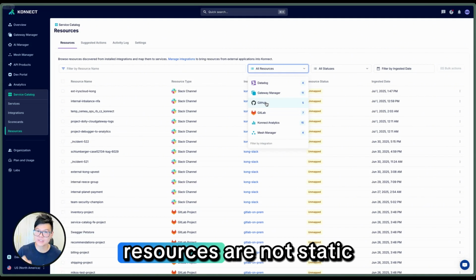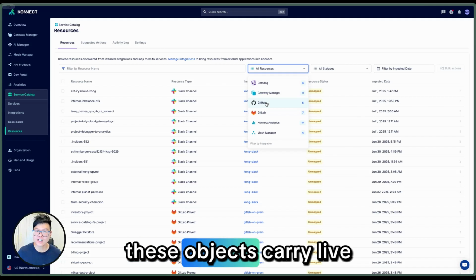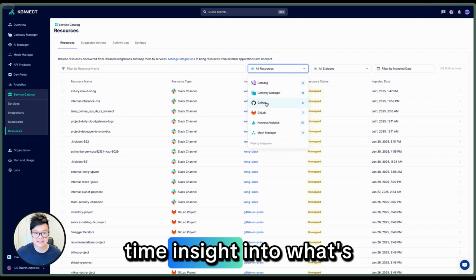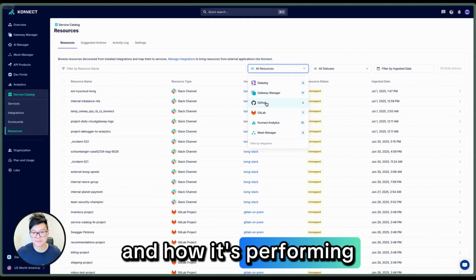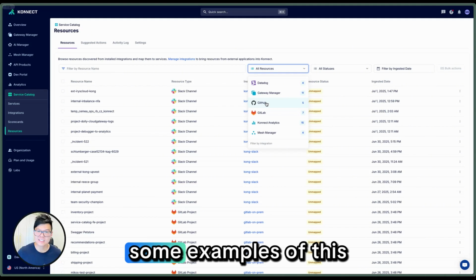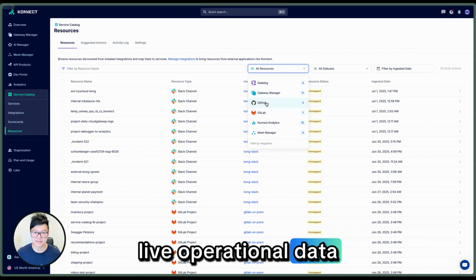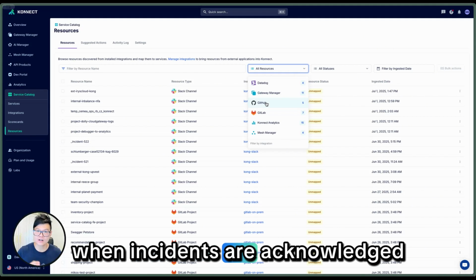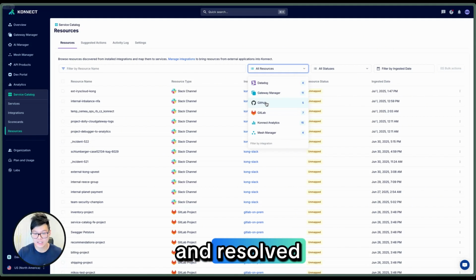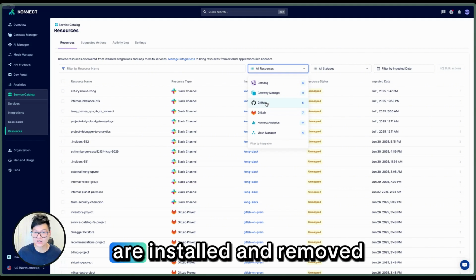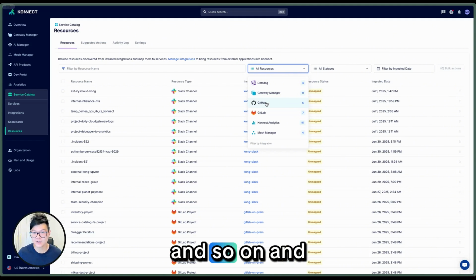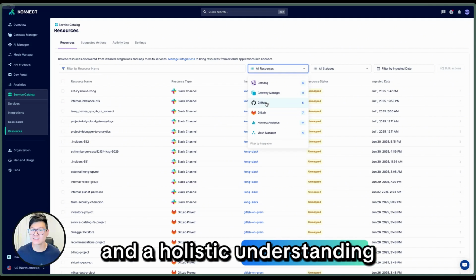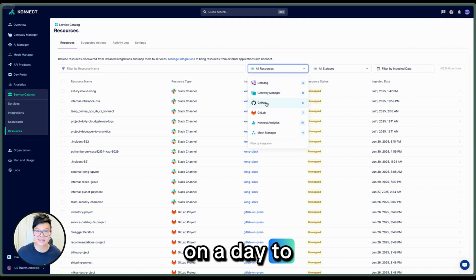And note that these resources are not static. These objects carry live operational data that gives you real-time insight into what's running and how it's performing. More concretely, some examples of this live operational data could be when pull requests are opened and merged, when incidents are acknowledged and resolved, or when Kong plugins are installed and removed, and so on and so forth, so that you can get a nice timeline and a holistic understanding of how your services evolve on a day-to-day basis.